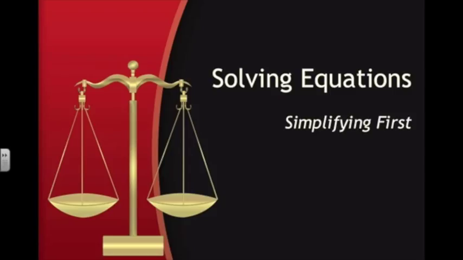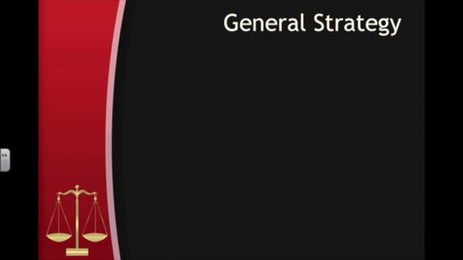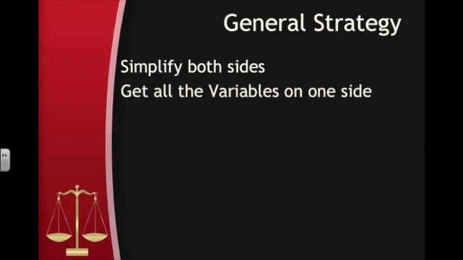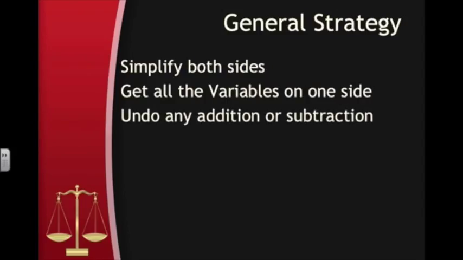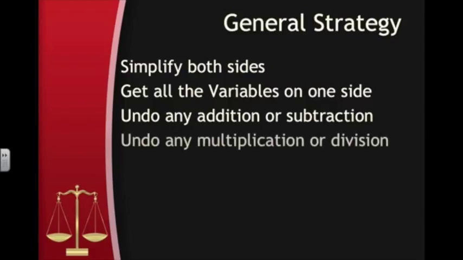First, we're going to learn a basic strategy that we can apply to solving any linear equation. Then we're going to focus on solving equations after we simplify the expressions on both sides. I like to break down the process of solving equations into 4 steps. First, simplify both sides of the equation. Second, get all the variables on one side of the equation. Third, undo any addition or subtraction that's on the same side as your variable. And finally, undo the multiplication or division.